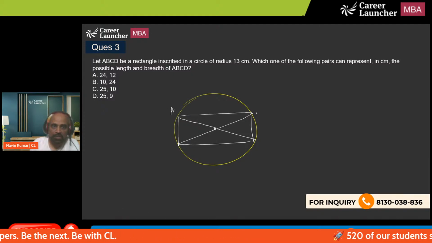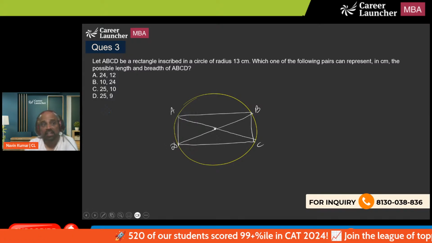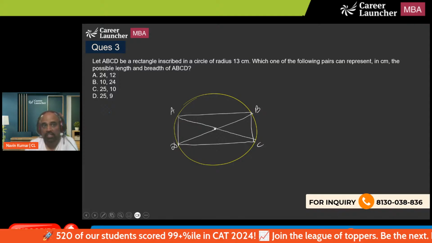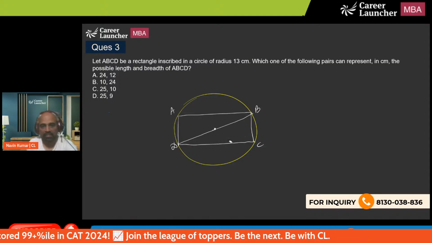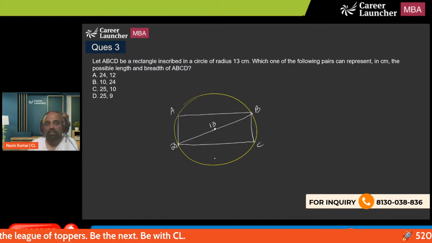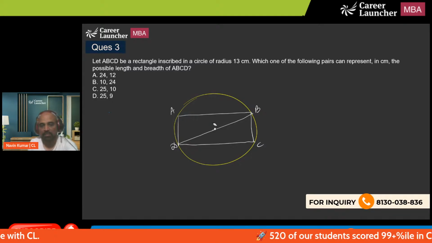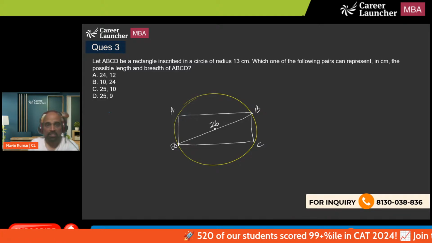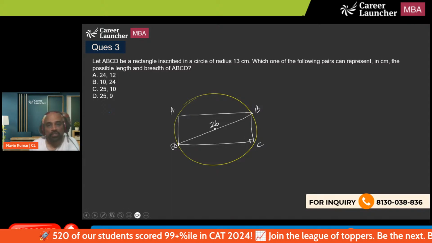Okay, so ABCD is the rectangle where AC or BD, that's 30. Which one of the following pairs can represent the possible length and breadth of ABCD? So I'm going to erase one of the diagonals. And if this is going to be 13, right? Sorry, radius is 13, so diameter is going to be 26. If this is 26, then what kind of triplet will it work with?